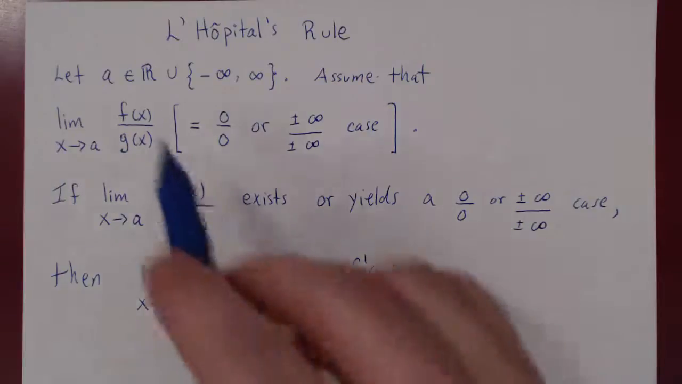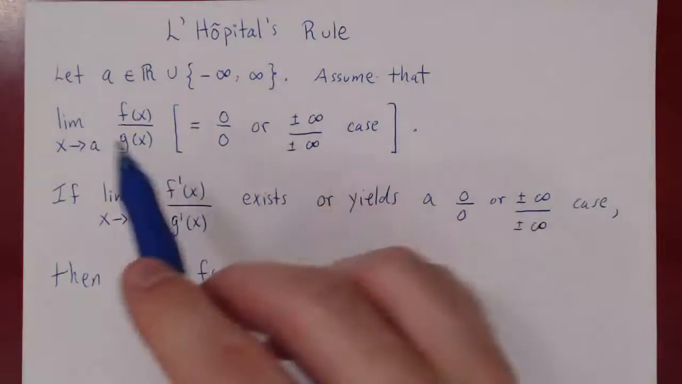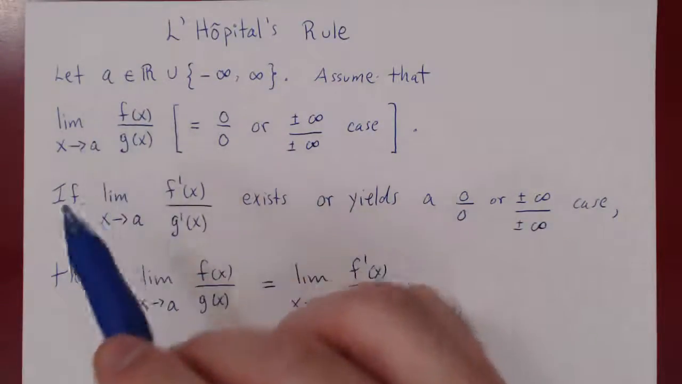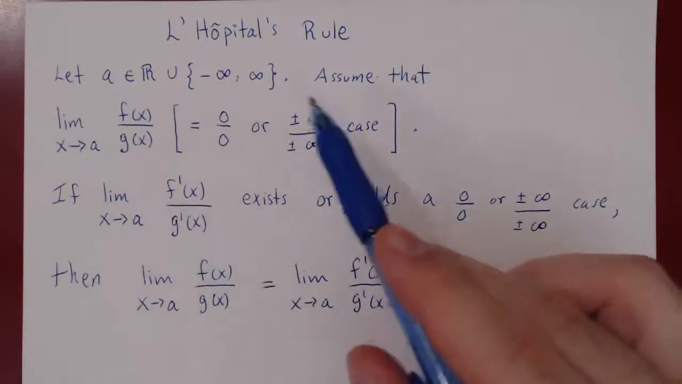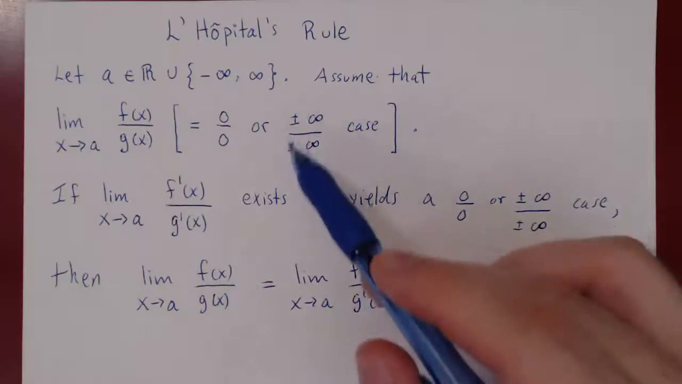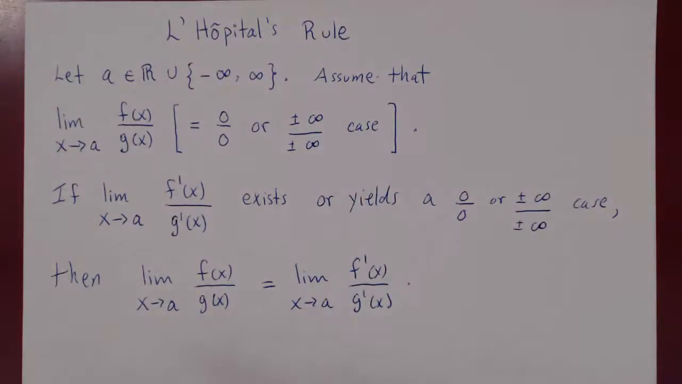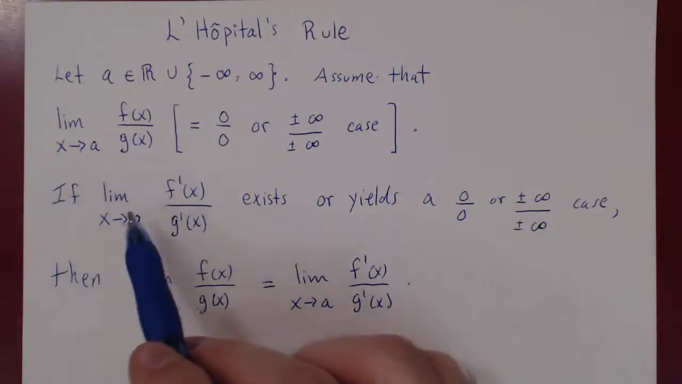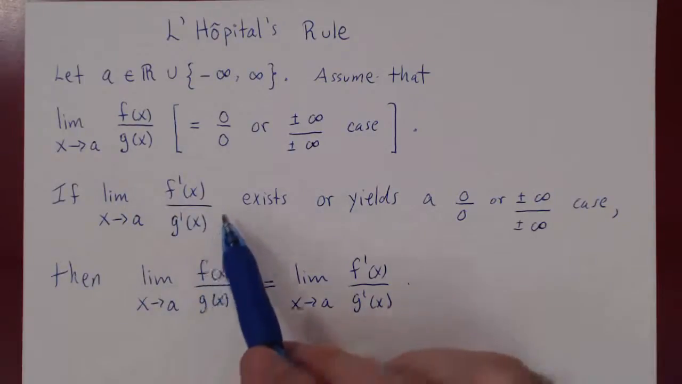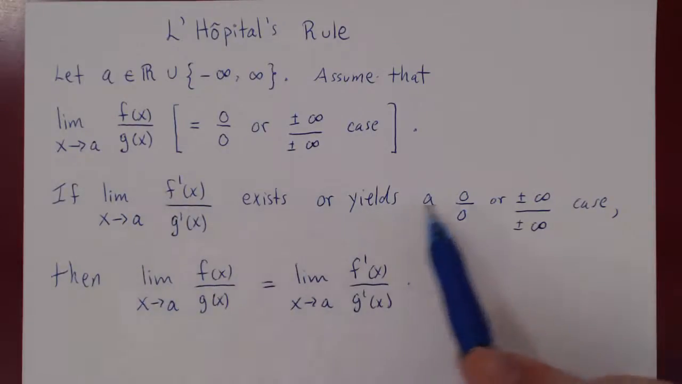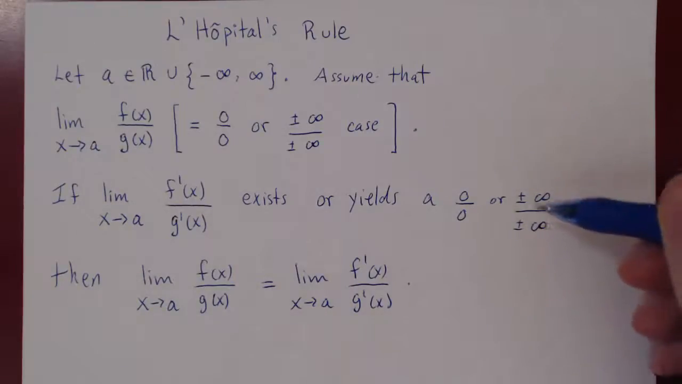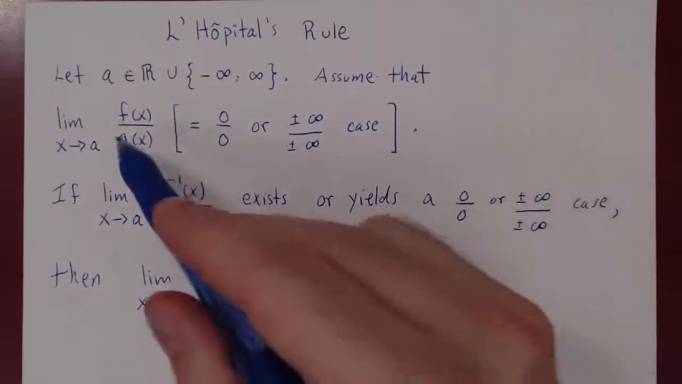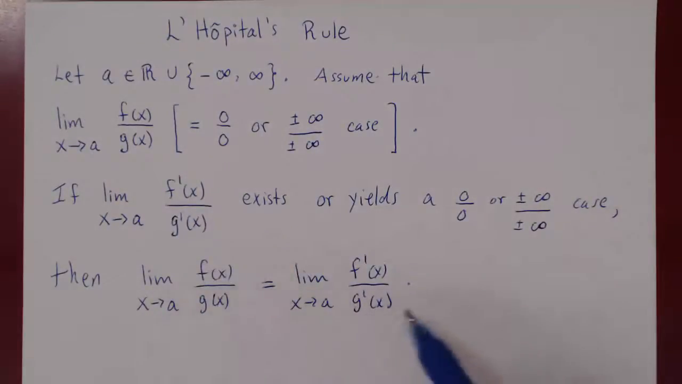So recall the assumptions. a is an extended real number. We look at the limit of f of x over g of x, and we have to have a 0 over 0 case or an infinity over infinity case, whichever the sign is on top and on the bottom. And when you consider this new limit, now f prime over g prime, if this limit either exists or yields a 0 over 0 case or an infinity over infinity case, L'Hôpital's rule says that these two limits are actually equal.